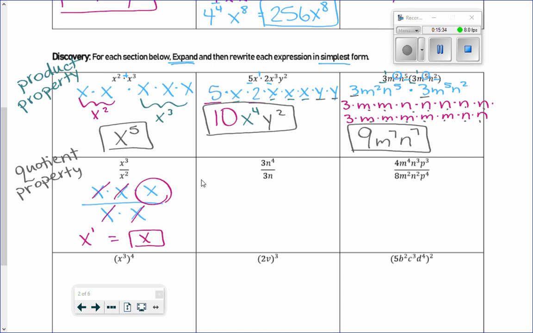And I have 3 times n to the power of 4. So 3 times n times n times n over 3 times n. What can I simplify here? A 3, because 3 divided by 3 is 1. So that would simplify and cancel out. And what else can I simplify? 1 n. So an n divided by n, they cancel out. And I'm left with 2 n's, which I could write as what? N to the third. N to the power of 2, n squared.